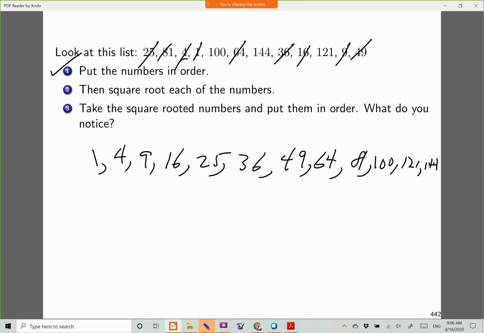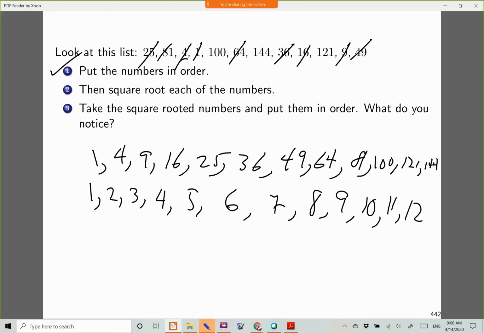Now we've done that step. Now take the square root of each of the numbers. 1 is its own square root. When you square root 4, you get a 2. Square root 9, you get a 3. I think you're seeing the pattern of what's going on here once you've square rooted each of the numbers. Check. Now let's take the square rooted numbers. So now look at this list and put them in order. And what do you notice? We don't have to do any work to put these numbers in order, right? These numbers are already in order.